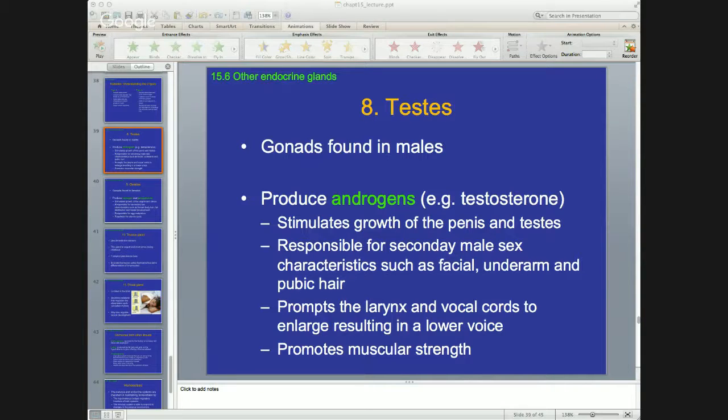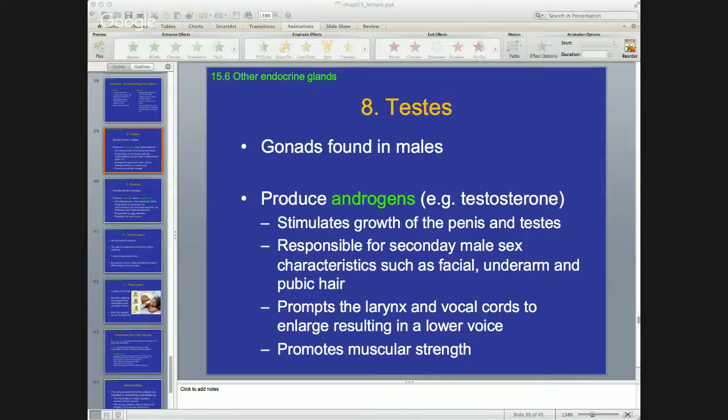So the testes produce androgens, an example of that is testosterone, and it really helps to define male physical characteristics. Ovaries are the gonads found in females, and they produce estrogen and progesterone. It shows you here the list of traits that are affected by these hormones. Okay. All right, so make sure you go over that.